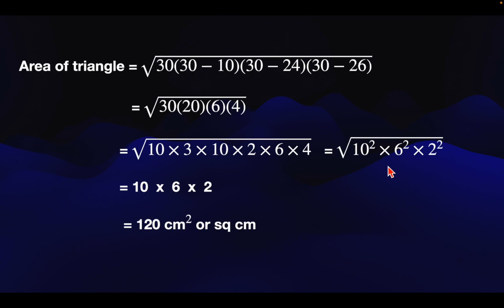So what is the square root of this? It will be 10 into 6 into 2. You have to divide the indices by 2 to find the square root. So 10 into 6 into 2 is 120 square centimeters. Be careful, you should always write the unit. Area will always be in terms of square. Okay, so here is the answer.